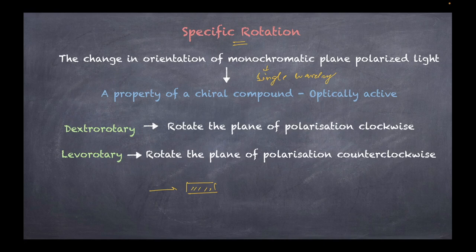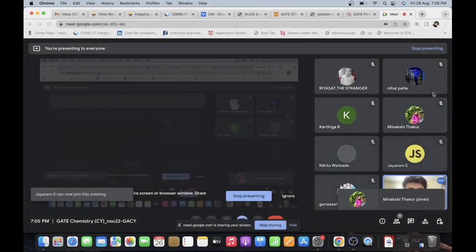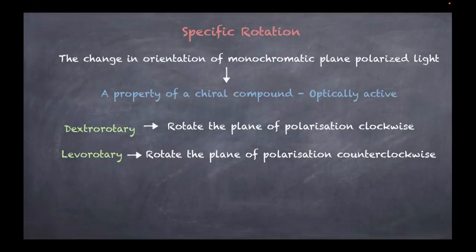Plane polarized light means the light's electric field vector is oscillating in a particular plane only. Let's say we have three axes: x, y and z. We know that the electromagnetic field is composed of an electric field and a magnetic field. In unpolarized light, the electric field vector is oscillating in every possible direction. But in polarized light, the electric field is oscillating along just one particular plane.